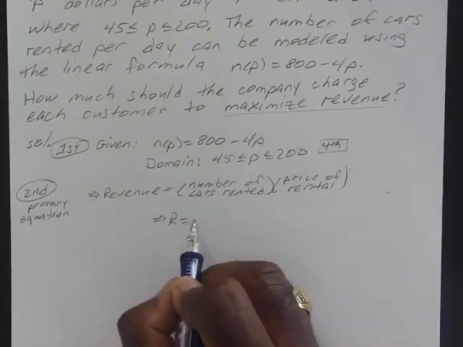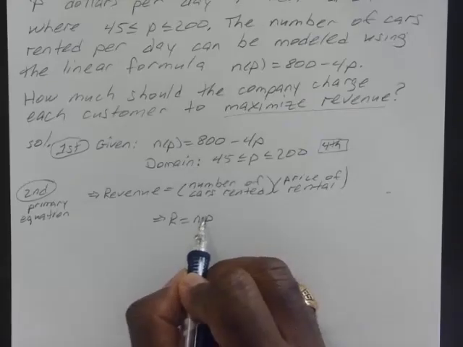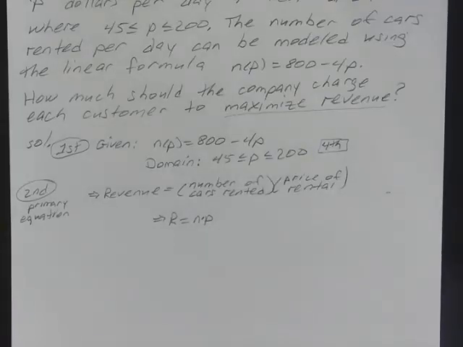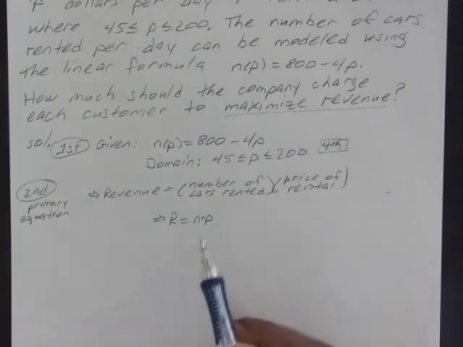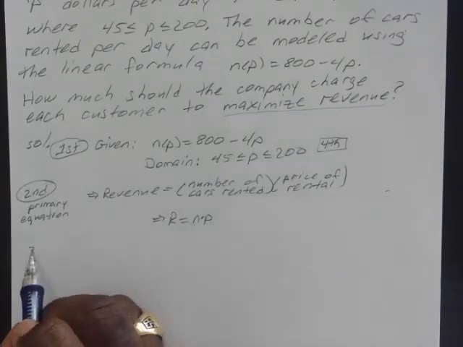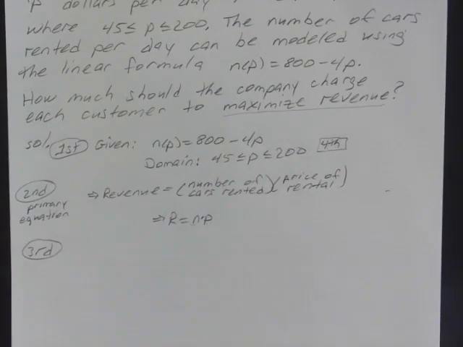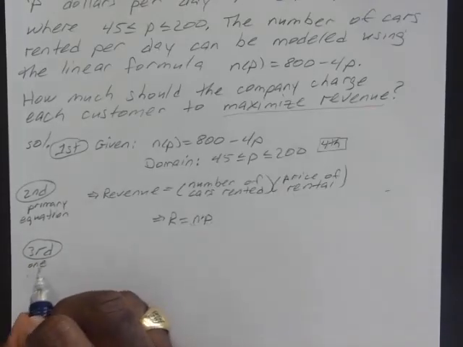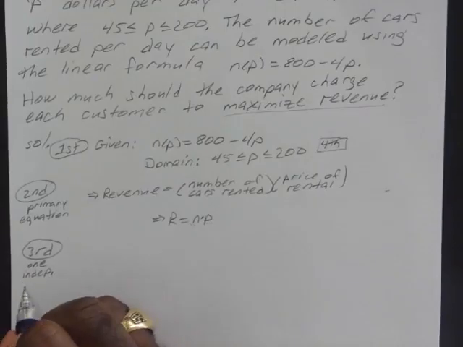Or you could just say R is equal to N times P. So again, we have two independent variables. We only need one. The third step, we have to create that one independent variable.